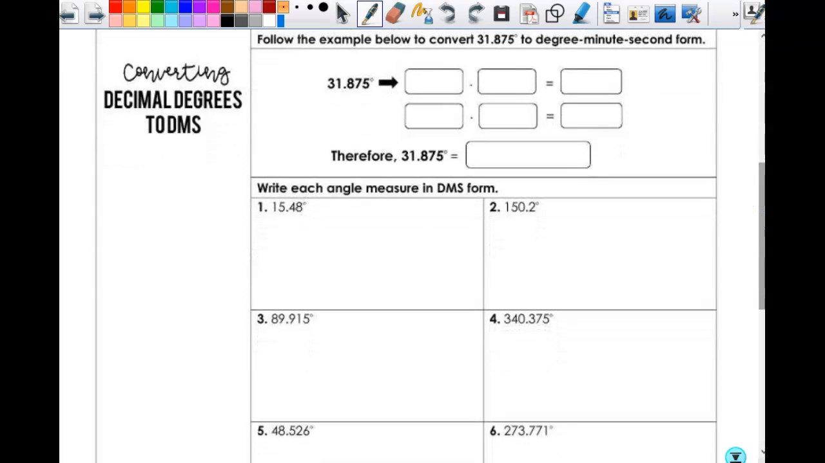We take 31.875, right? So we know it's going to be 31 degrees. And then you have 0.875 of a degree, right? So you take the 0.875 part of that, and you multiply it by 60 to figure out how many minutes that is.